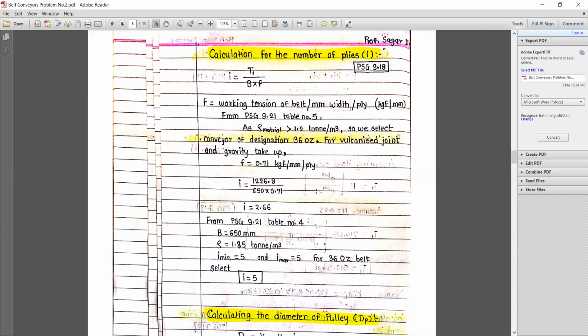Also, we have selected the take-up system, which is a gravity take-up system. I have drawn the schematic diagram of that arrangement at the end of this problem. So the value of F is 0.71 kgf per meter per ply. Putting in the values of T1, B and F, the value of I is equal to 2.66. But the allowed maximum and minimum number of plies for the 36 OZ belt condition, referring to page number 9.21 and table number 4, is 5. So the calculated value is a lesser one, and we are selecting the modified number of plies equal to 5.